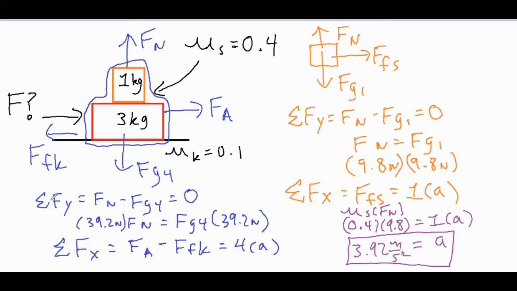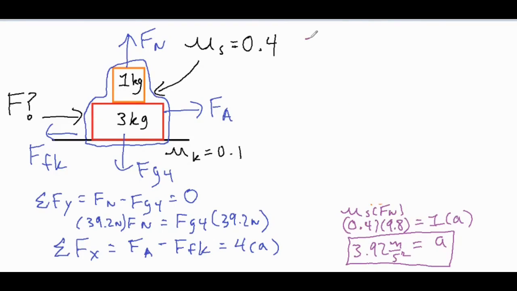Now, for the sum of forces in the y direction for our big 4 kilogram system, same thing, Fn minus the Fg of the 4 kilogram system. So those two are equivalent, which is 4 times 9.8, mg again. Both of these are 39.2. In the x direction, we have the Fa pushing it to the right, and then the Fk opposing the slide. That equals 4 times a for the entire system. So let's go ahead and clear a little bit of room so we can go ahead and solve for this Fa.